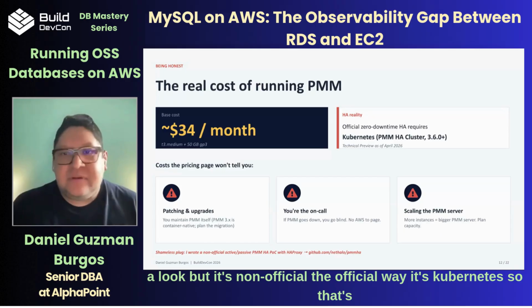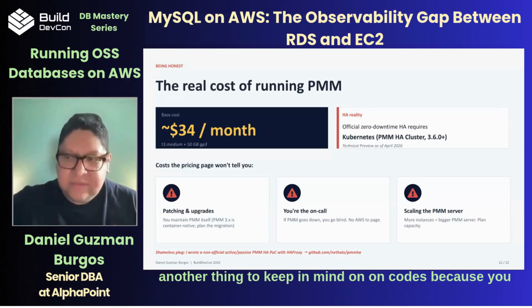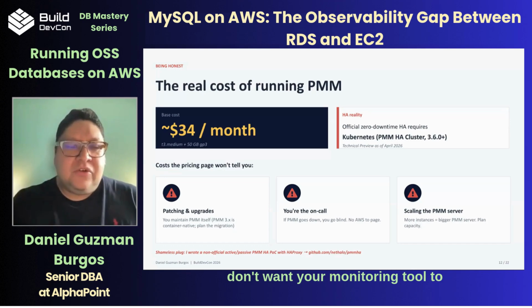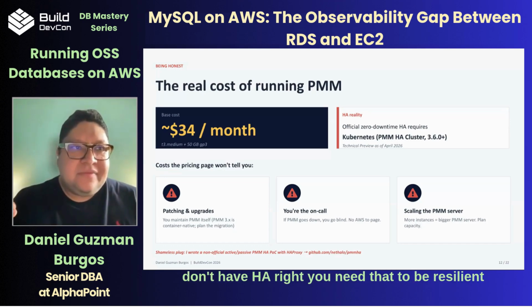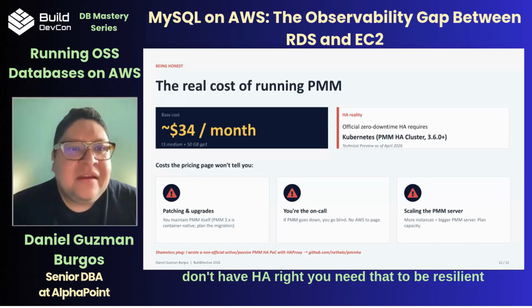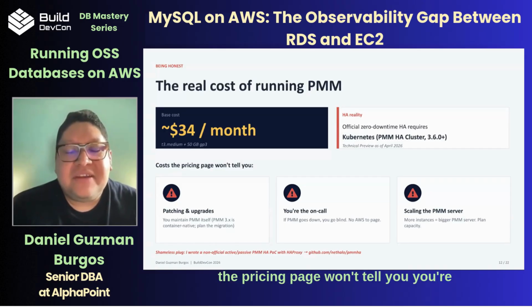The official way is Kubernetes, so that's another thing to keep in mind on costs, because you don't want your monitoring tool to not have HA, right? You need that to be resilient. What are other costs that the pricing page won't tell you?